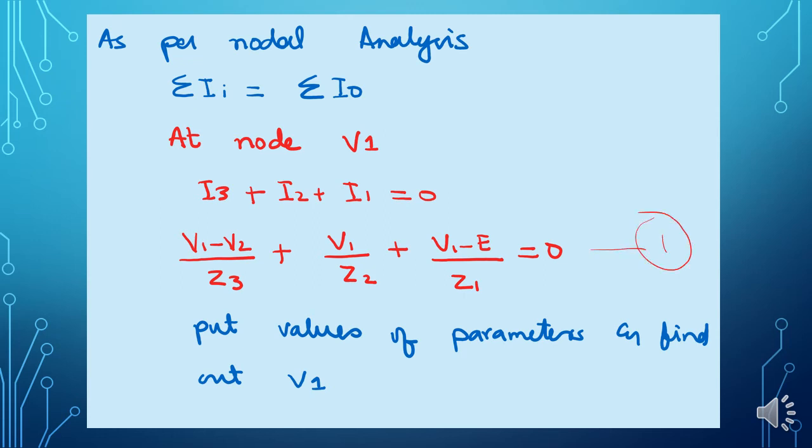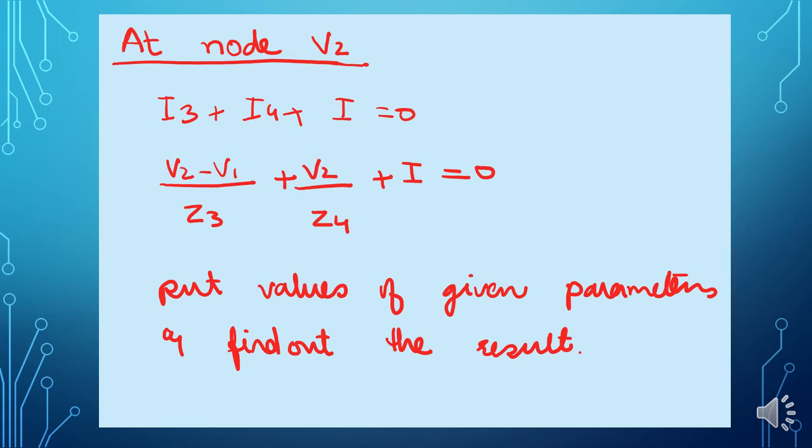If we know the values of all these components, we can put these values in the equations and find the unknowns. Similarly, for node 2, we will add I3 plus I4 plus I, where I was the given source current, right? After writing the equation, we get V2 minus V1 over Z3, that's the equation of I3. V2 over Z4 is the equation of I4, and I itself is given as a source. Now this is the equation for V2. After solving these two equations, we can find our required values.